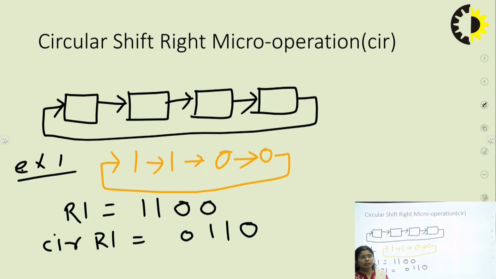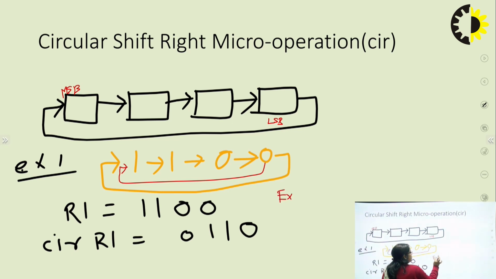Next is the circular shift right micro operation. That is the reverse process of the circular shift left. In this circular shift, no bits will be lost. In circular shift right, the value of the LSB will go to the MSB. Suppose R1 is 1100, so this 0 goes here and the result comes 0110. No value will be lost.